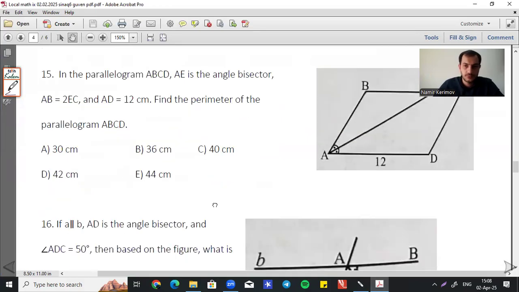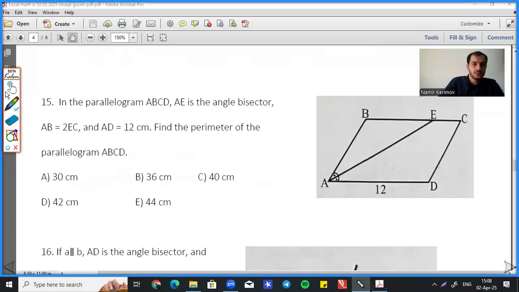And next, question 15. Angle bisector. So AB is 2 times EC. Now we can say if EC is x, the length of AB should be 2x.